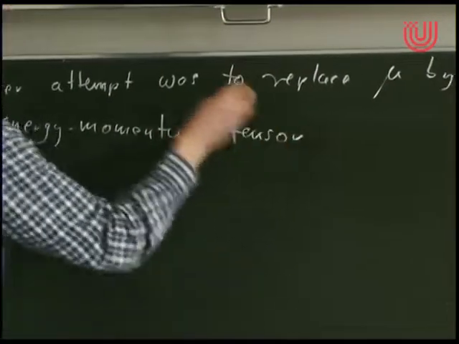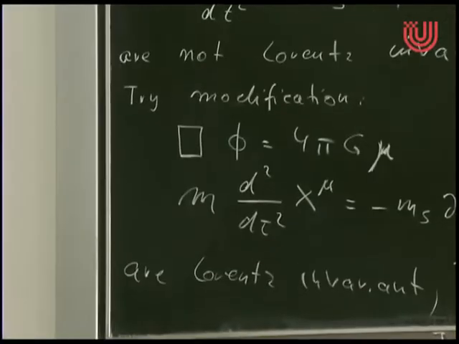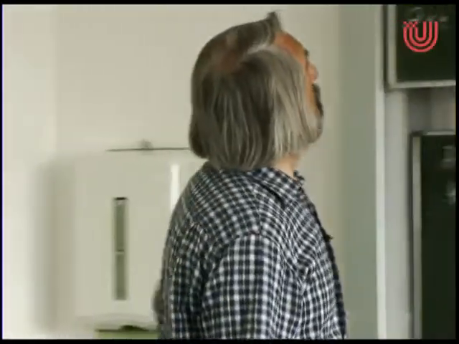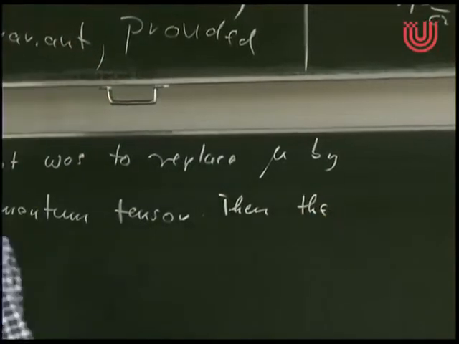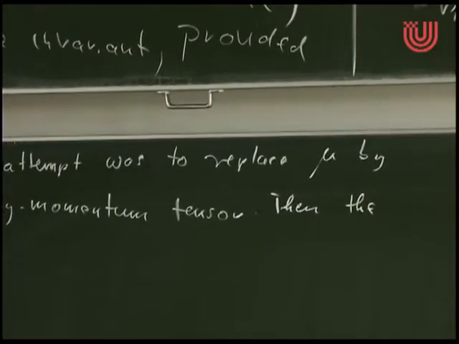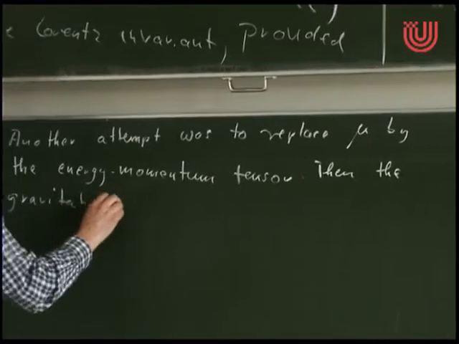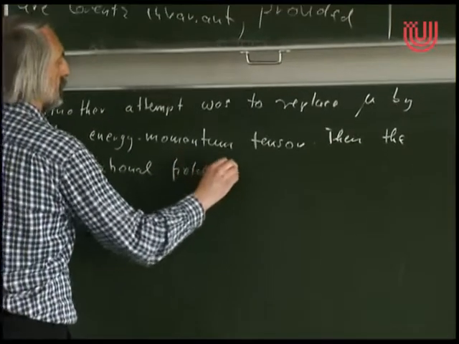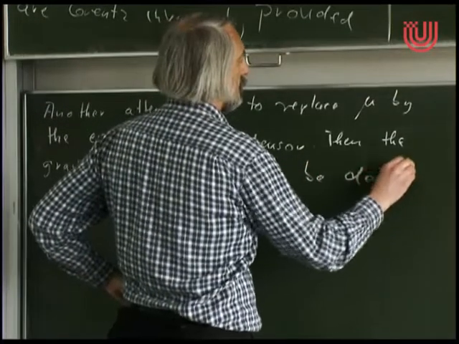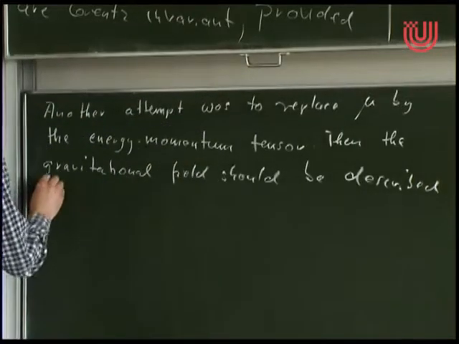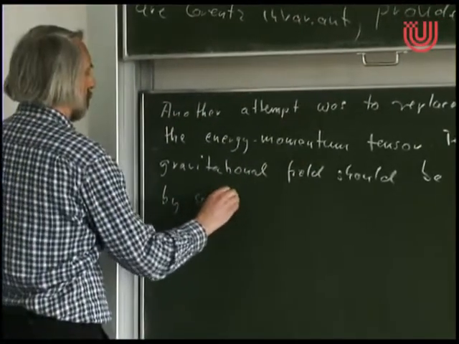So then you have something on the right-hand side of the field equation with two indices. And if it's supposed to be an equation, then the left-hand side should also have two indices, right? So you would, any question? Okay. So you should find the gravitational field should be described, I write just vaguely, by something with two indices.